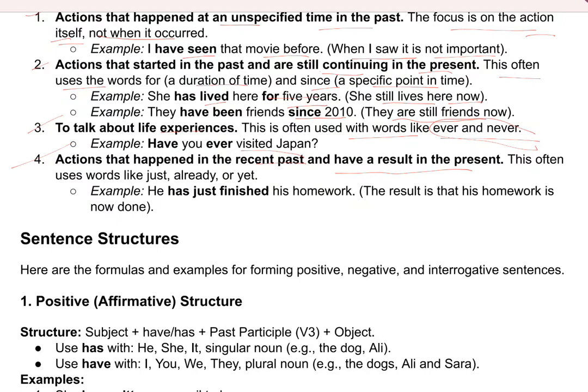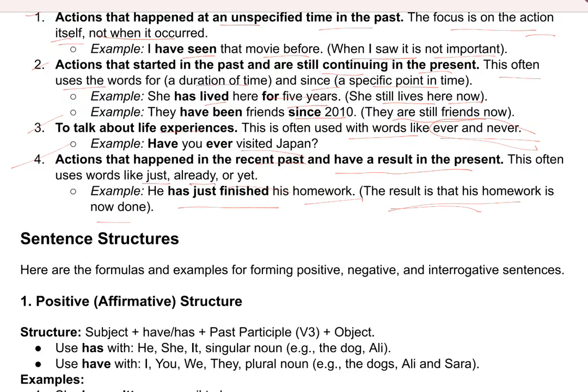Result in the present. This often uses words like just, already, or yet. Example: he has just finished his homework. The result is that his homework is now done. Okay, it means he has just finished his homework. The result is that his homework is done.